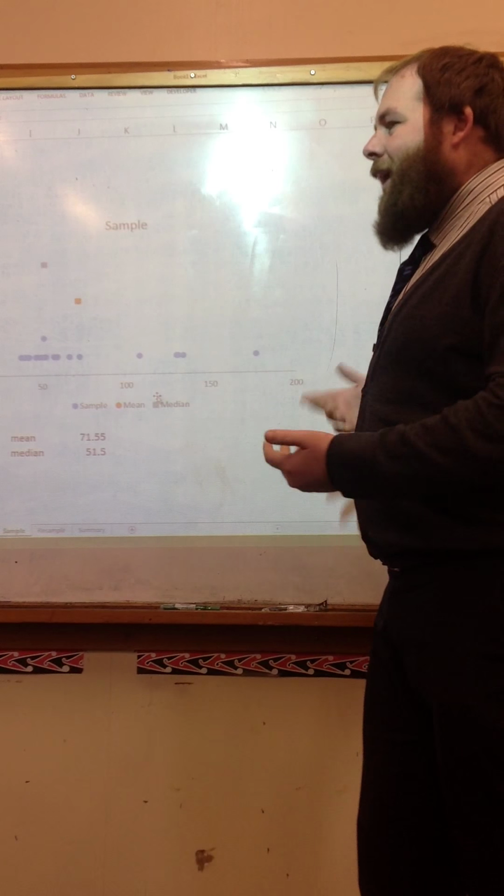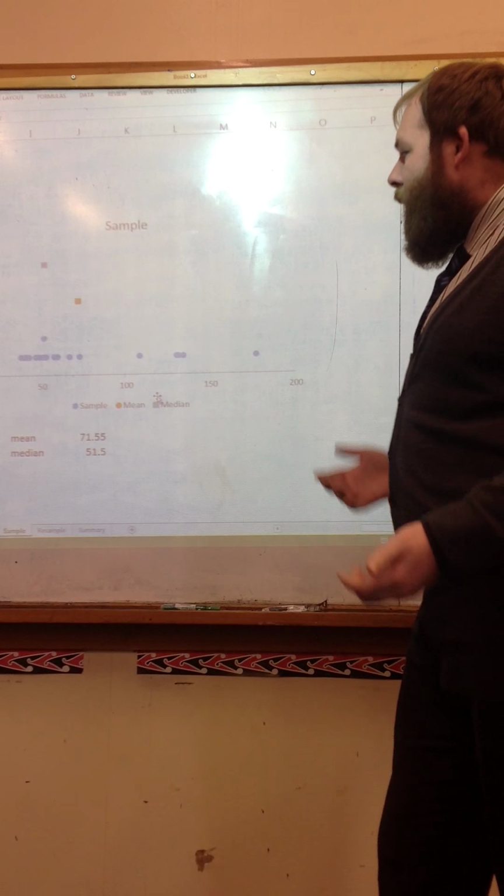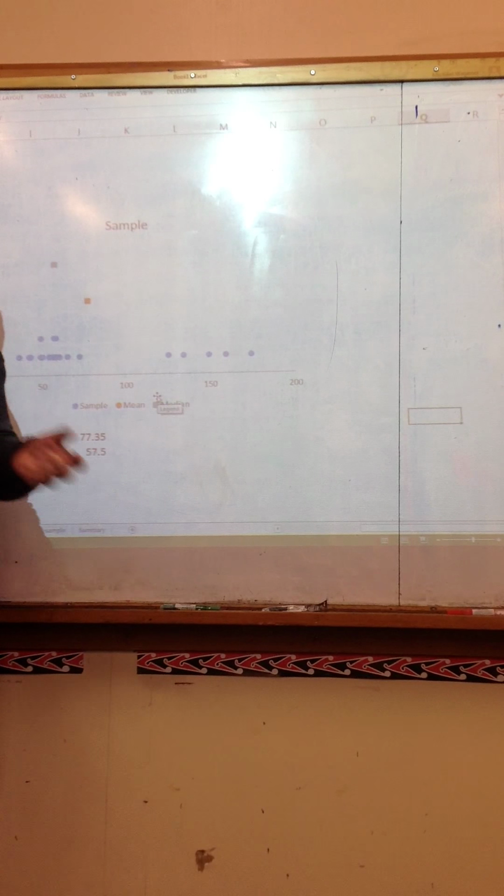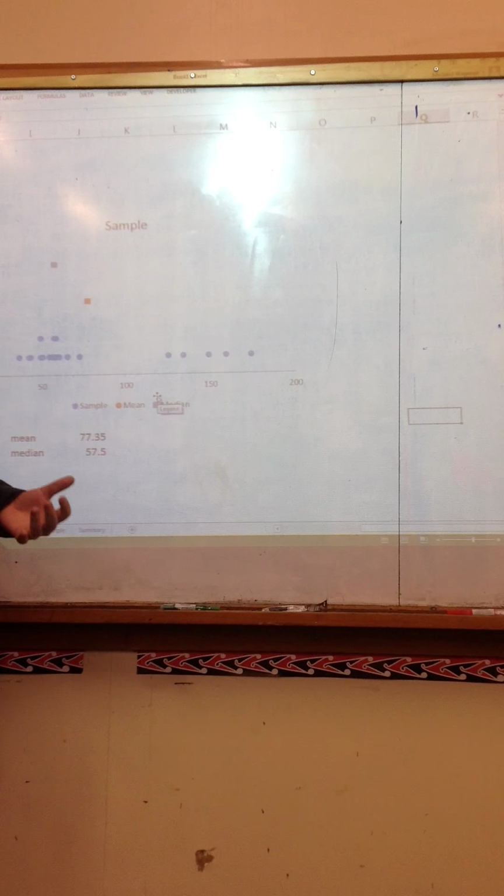But every time we take another sample, we'll get a different mean and median. Look at this. Here we go. We'll take another sample. Right, now it's 75 and 60. We've got 77 and 57. Every time we take a sample, we get a different mean and a different median. They're similar, but they're different.